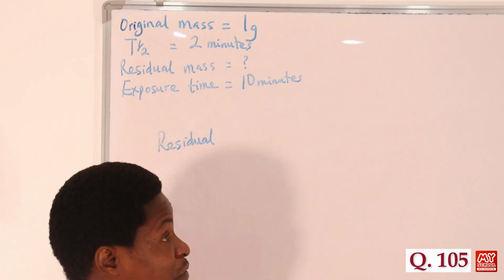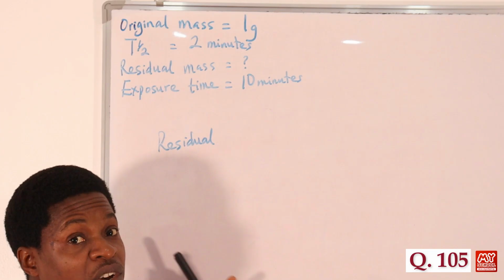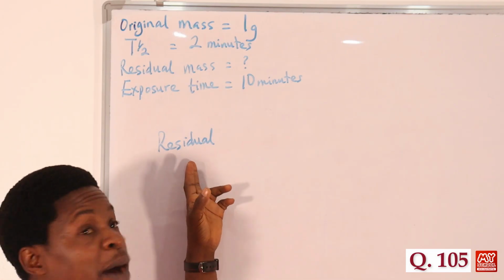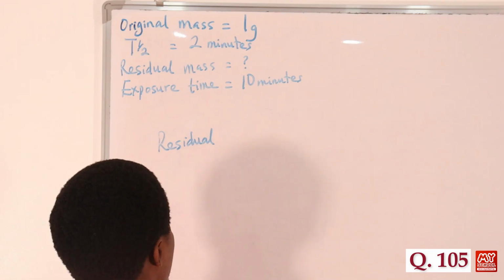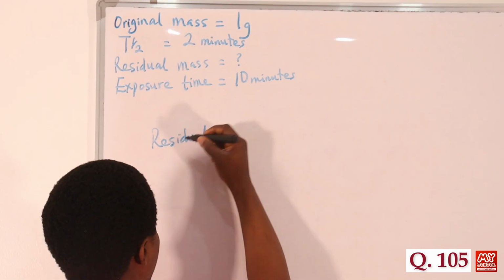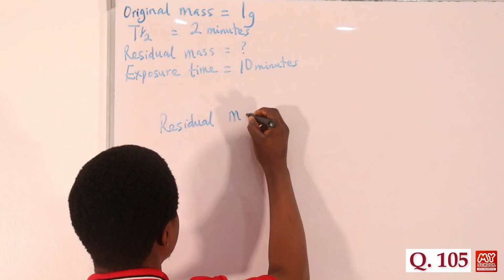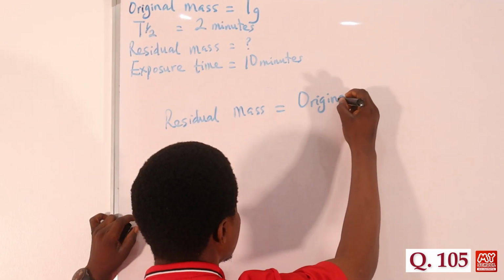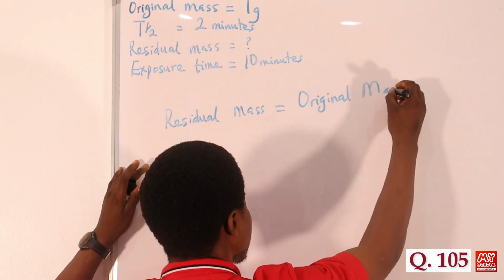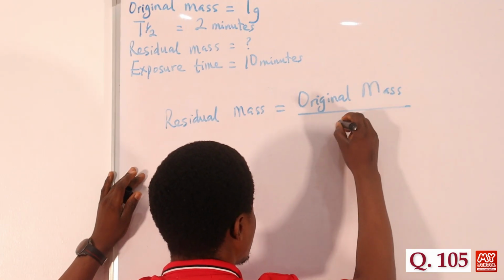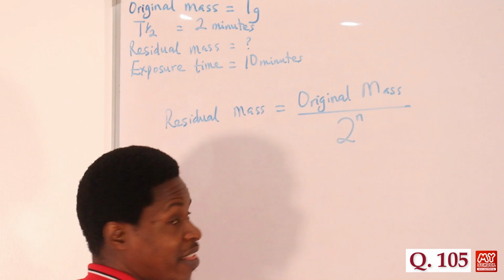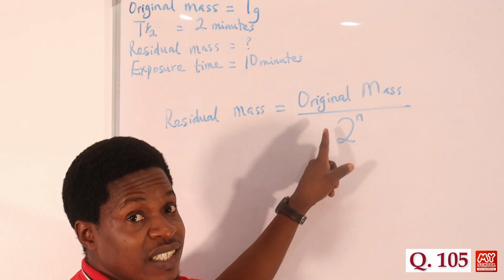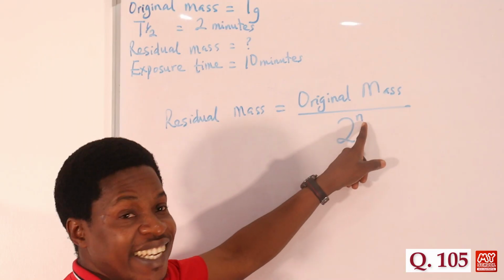Like I said in one of our video lessons, there are different formulas for solving this. Even in your physics, there's another approach you can use, but this one is so easy, and you don't need to cram it. So residual mass, which you want to find, will be equal to the original mass, that's the entire mass that was given, all over 2 raised to power n. I think this is so easy to remember. Residual mass equals original mass divided by 2 raised to power n.